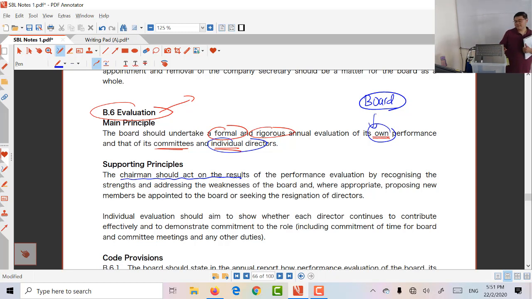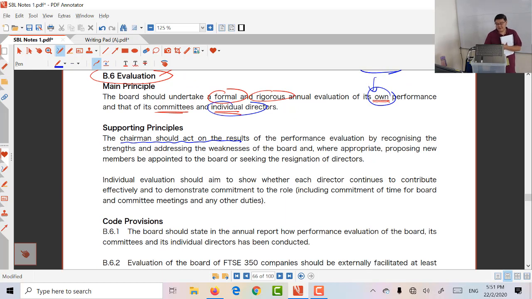Directors are not doing very well. Now, they say propose the director to resign. Just tell them to step down. Okay?